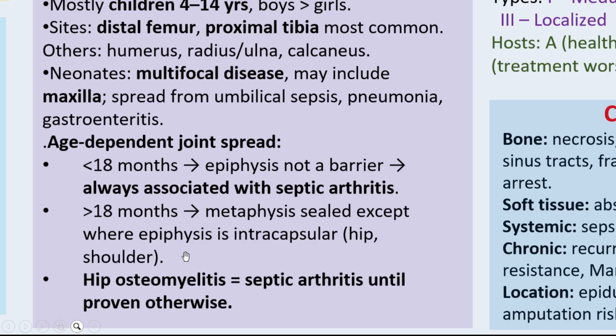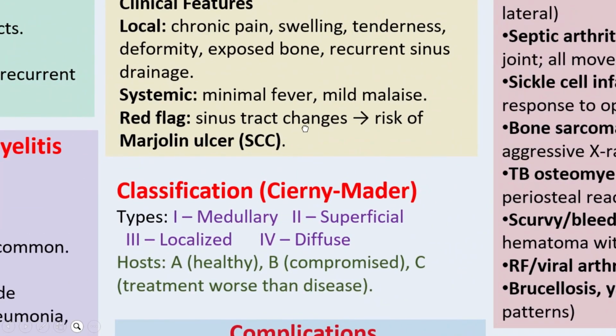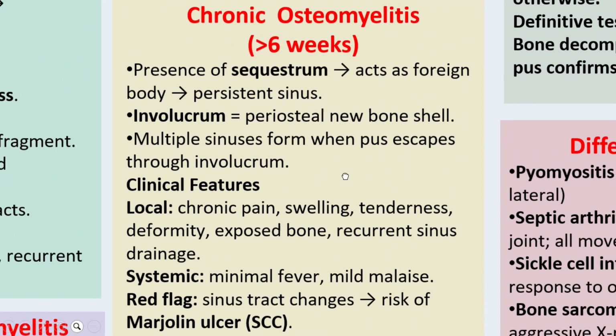But it is important to note that when we have osteomyelitis, we want to always believe that we have a septic arthritis until proven otherwise. And just when you have a septic arthritis, it means we're going to have pus in that joint, and it shall require one to do a drainage of that pus.